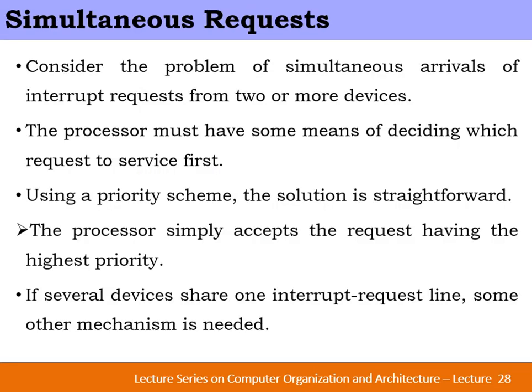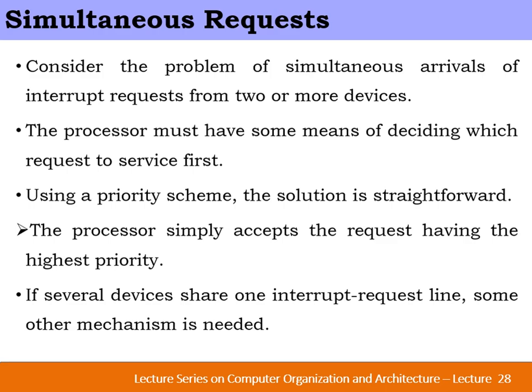In case of simultaneous requests, we are supposed to consider a problem. Suppose simultaneous arrivals of interrupt requests from two or more devices occur. Here the processor has to decide, so it should have some means of deciding which particular device gets service first. As we have discussed in the previous lecture, we can make use of a priority mechanism or priority scheme.